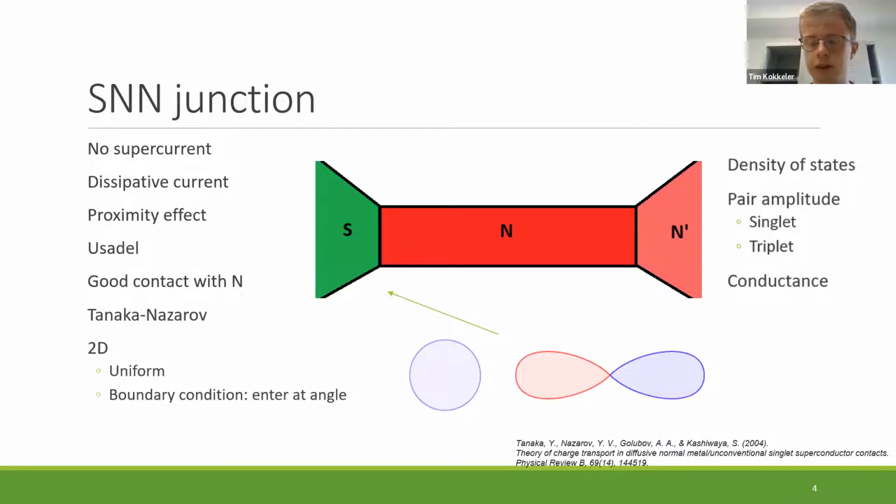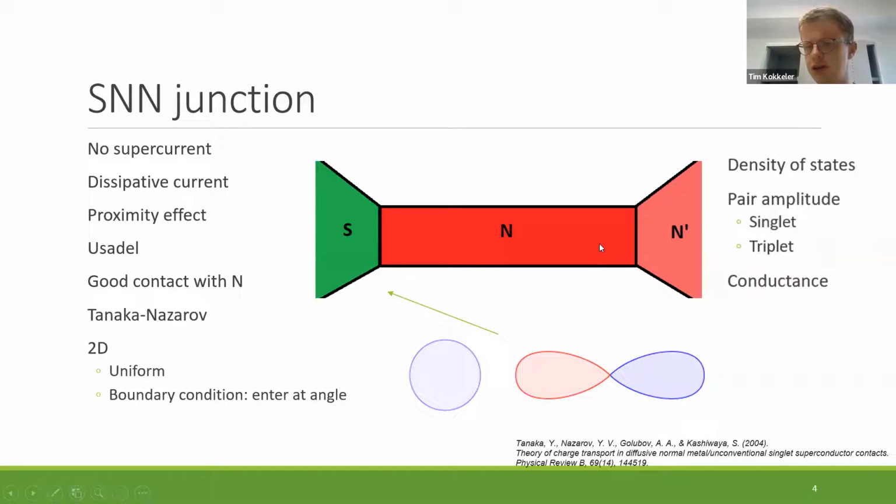So we're going to investigate these types of superconductors in the so-called SNN junction. That is a normal metal bar that's sandwiched between a superconducting electrode and a normal metal electrode. Of course, in this system, we cannot have supercurrents, only dissipative currents. However, there's still a proximity effect. And this proximity effect we will describe by the Usadel equation, because we assume that this normal metal bar is a dirty normal metal bar.